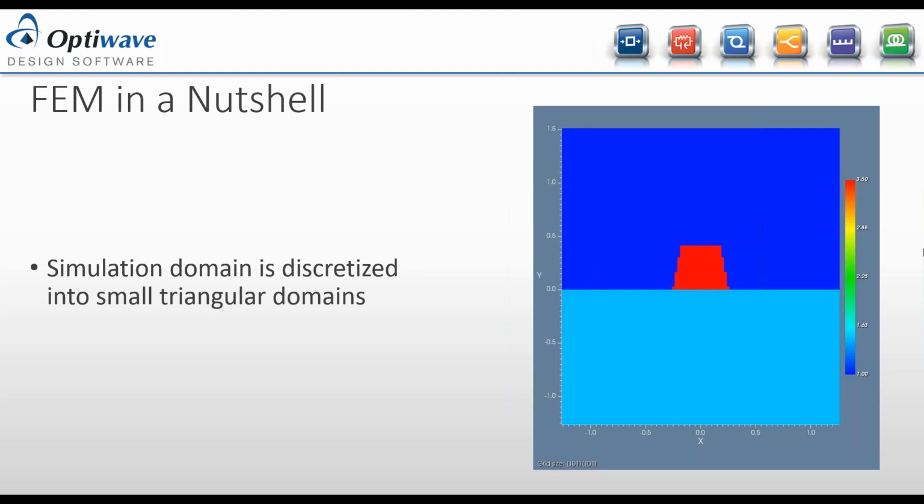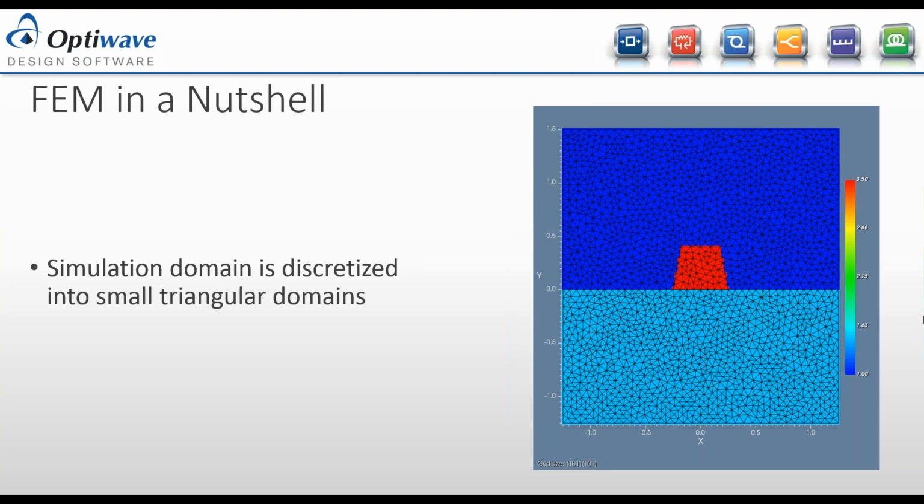But if there's a high index contrast, like here we have 3.5 in the core and then air on the outside, like silicon exposed to air, very minor changes in the refractive index can change the solution. So the finite element mesh uses a triangular mesh, and that approximates this diagonal slanted wall here a lot better.